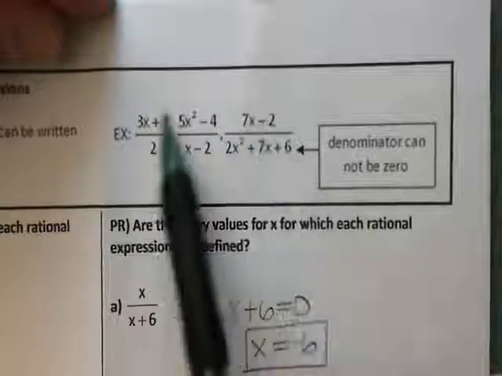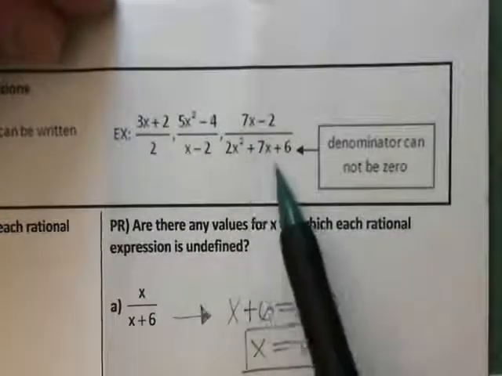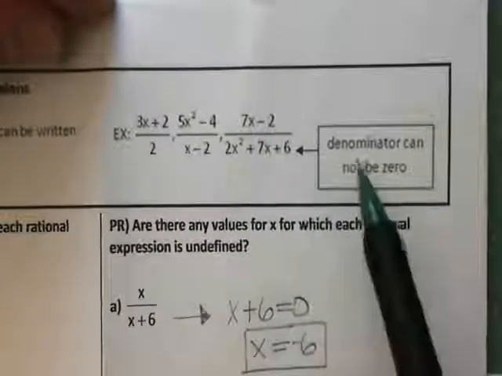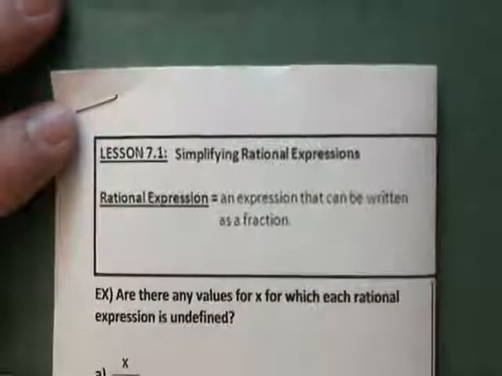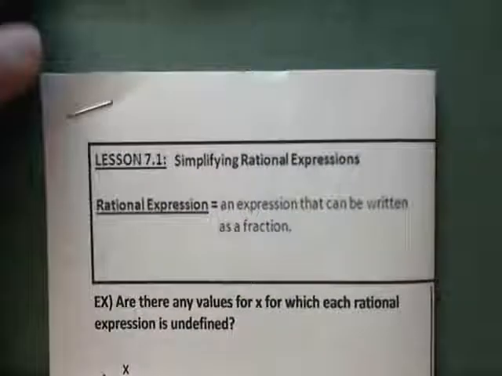Okay, and the one big thing about rational expressions is the denominator cannot equal 0. So the denominator cannot be 0. Alright, so let's look at some problems that use rational expressions.